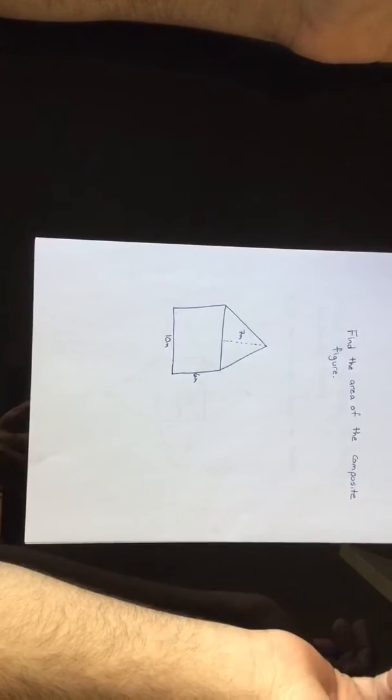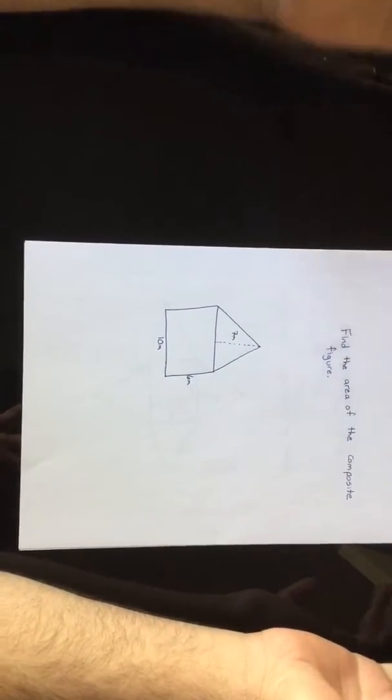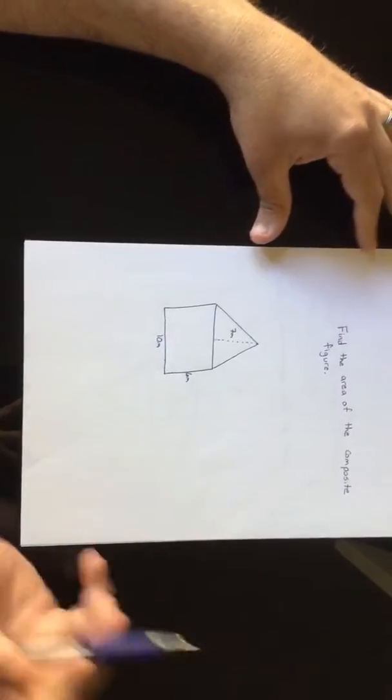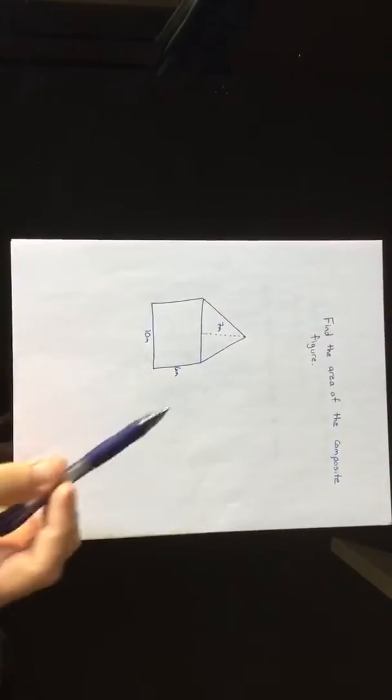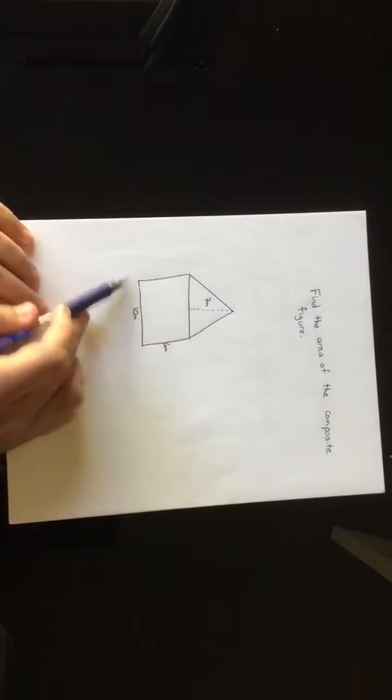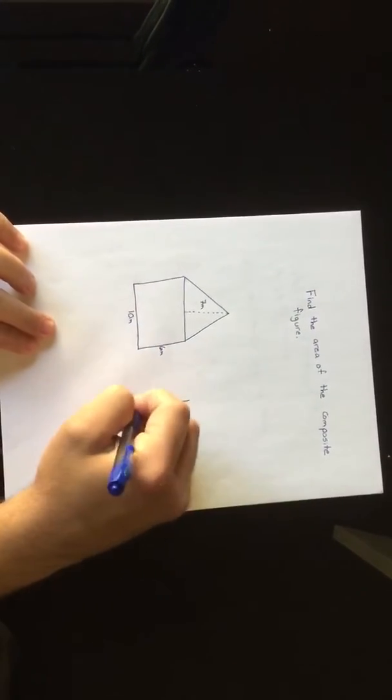A composite figure is one figure made up of two or more figures. So, for example, this first one looks like a house, but I'm going to break it up into two different shapes. I have this rectangle.